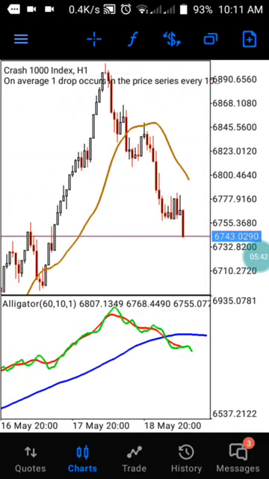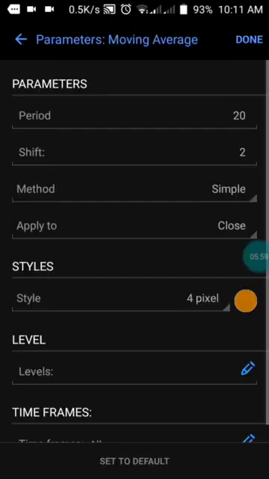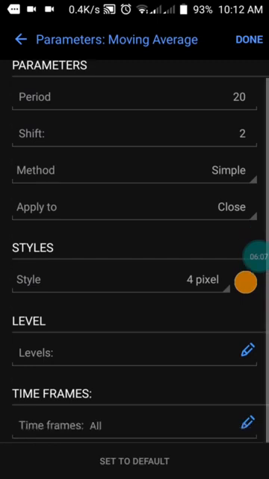Let me show you the settings of this strategy, in case you have not watched my first video on the settings. Let me show you how these settings really work. On our settings, we are having our moving average on our main chart, which is the period of 20, the shift of 2. We have method to be simple, apply to close, and we have this as our color.